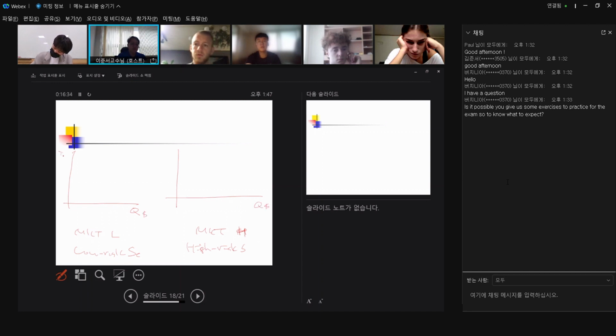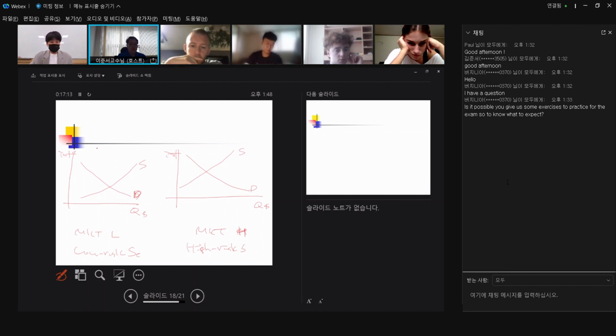Y-axis is the interest rate, same as the previous slide. Okay. So, in both markets, there exists money supply and money demand. Demand, supply, right? So let's suppose there are two markets, which are market L and market H.